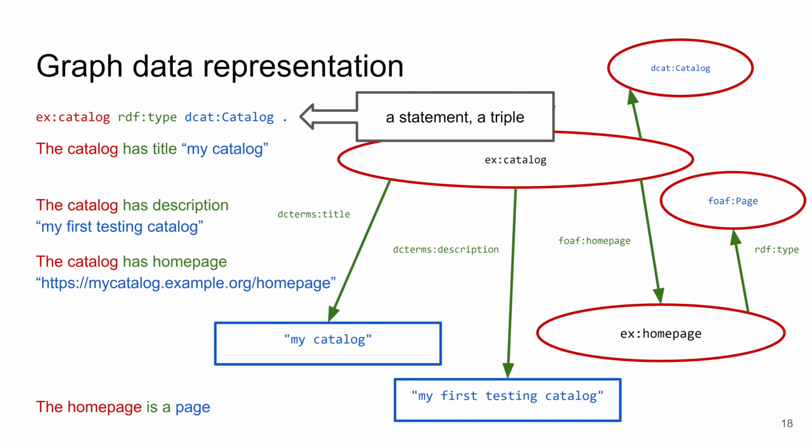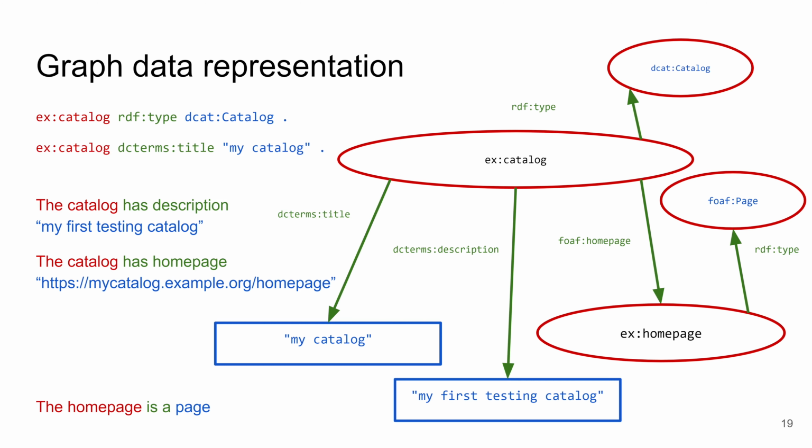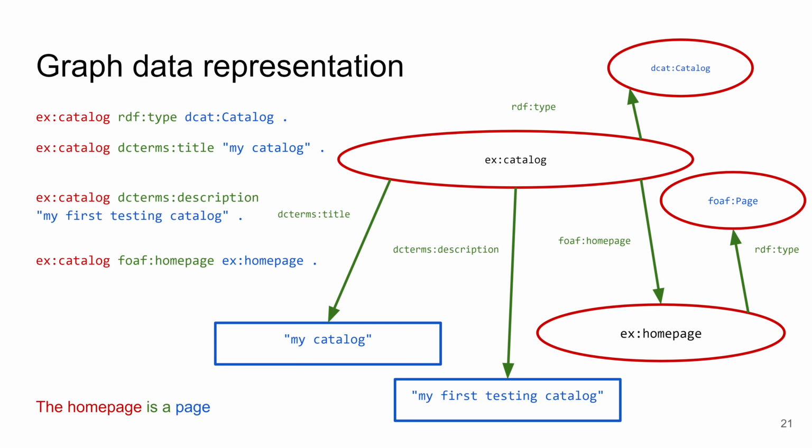And we can do the same for the second sentence. So this says the catalog has title my catalog. And the next sentence, the catalog has a description, my first testing catalog. And the next sentence, the catalog has homepage, X homepage. And the last sentence, X homepage is of a type foaf page, where foaf page is the IRI representing all pages, or the type page.